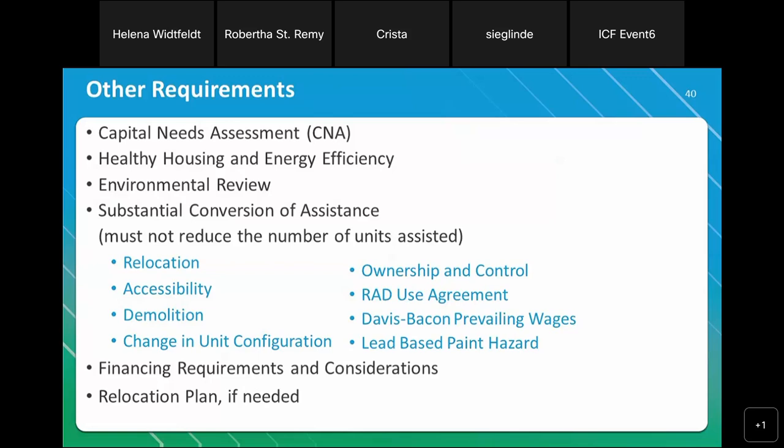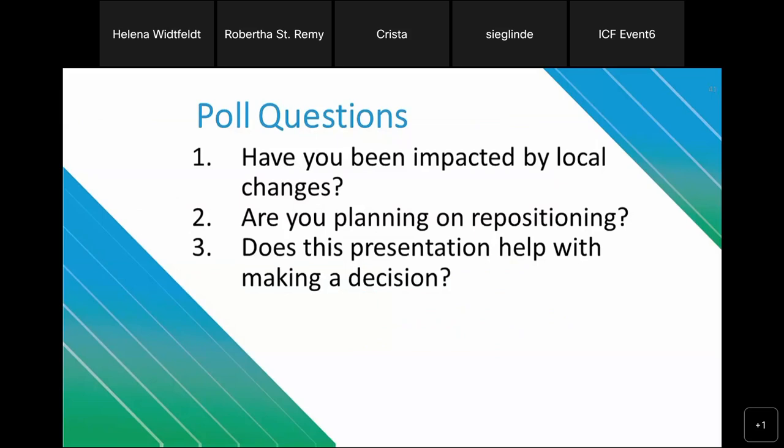Next slide, please. Polls, quick poll. If we can shorten the poll, that would be great. But have you been impacted by local changes? We do want to hear yes or no. These are very simple bubbles to fill in. Are you planning on repositioning? We're just trying to get an idea of the percentage. Does this presentation help with making a decision? Because we want to provide useful tools for you and your housing authority.